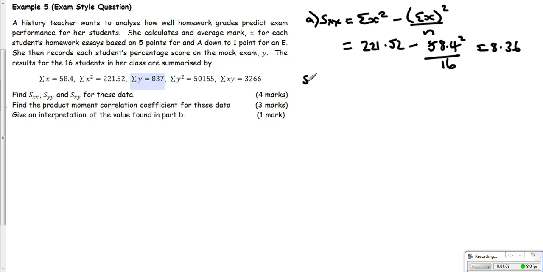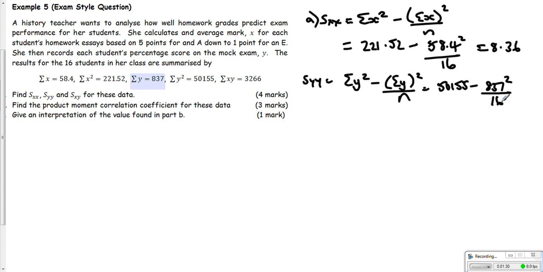Same thing for Syy. Remember these formulae are in the formula book, you just have to make sure you know where to look. Make sure you use the correct one. So sigma y squared is 50155, and we're going to subtract from that sum of y squared, that's 837 squared over 16, and that works out to be 6369.4375. Again, you could save all these values in your calculator to save typing them in again later.